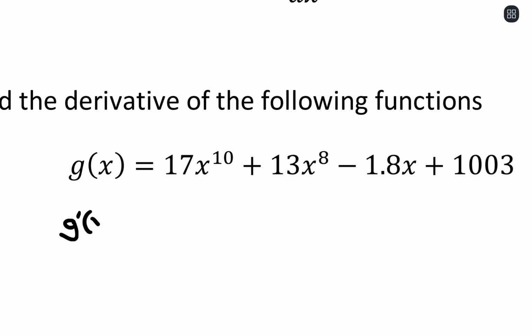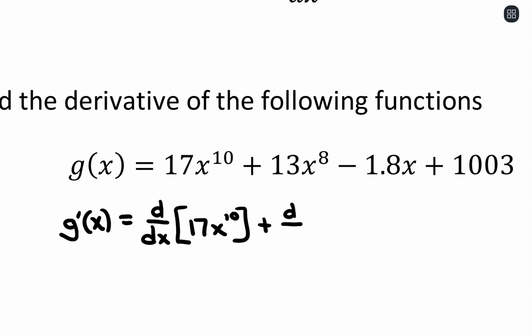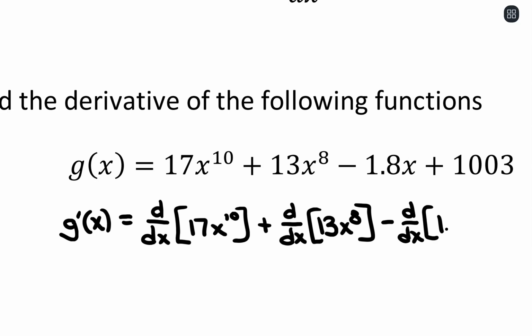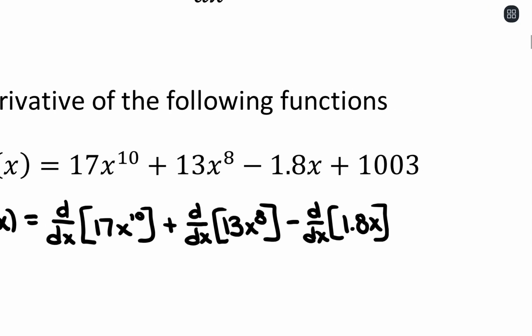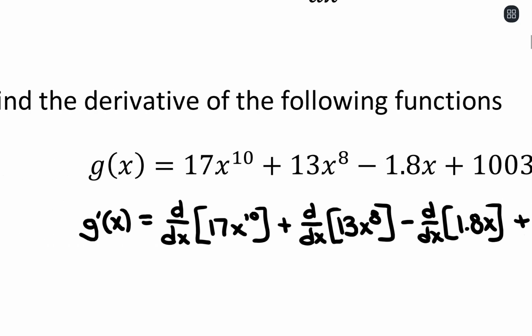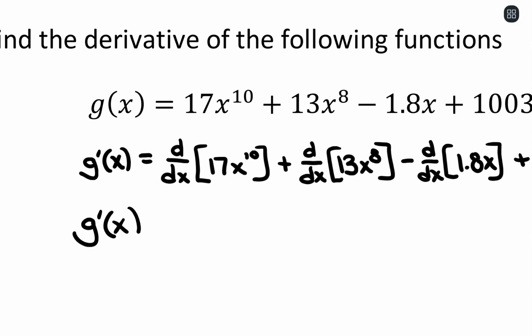So what this is going to look like, in a long written out form, is that we're going to take the derivative of 17x to the 10th, and then we'll have plus the derivative of 13x to the 8th, minus the derivative of 1.8x, plus the derivative of 1003. And this is going to be a lot of that constant multiple and power rule together. So we get to just focus on one piece at a time.